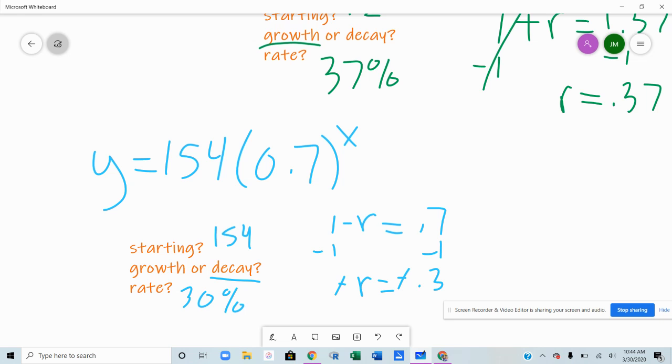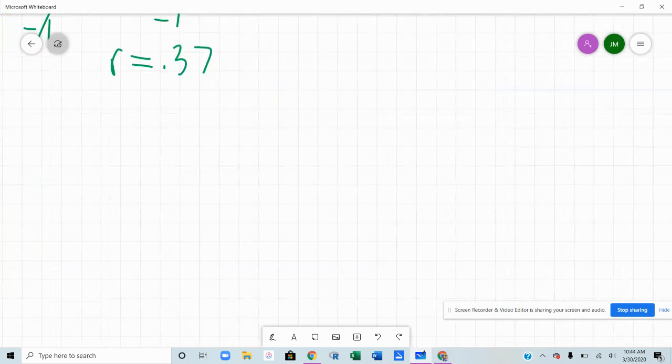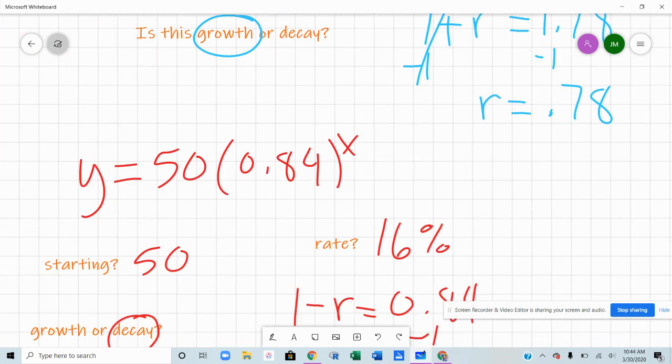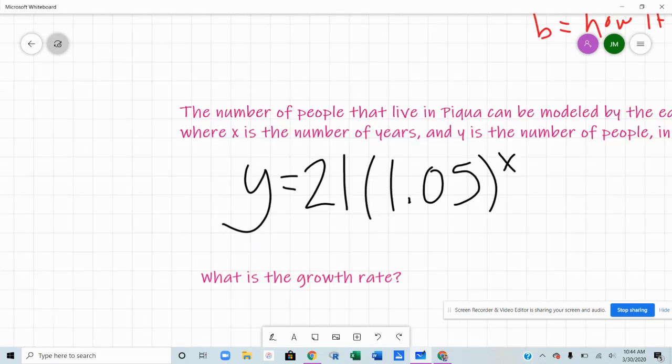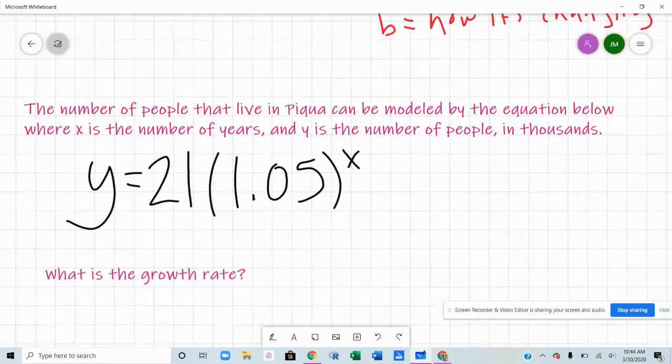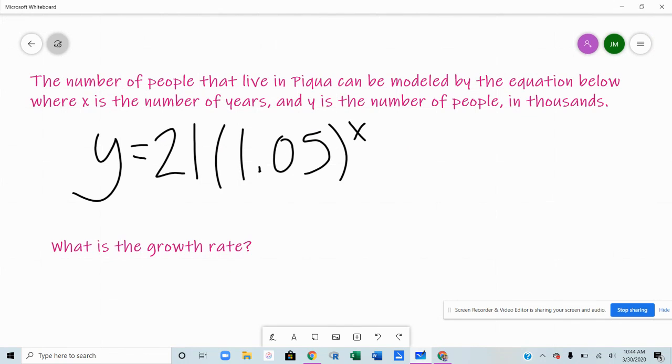All right, hopefully you have a good idea of how to find those few pieces of information. Now we're going to do some word problem stuff. Let me just find them real quick. There we go. So same information, just make sure you're using your word problems. So when it says the number of people that live in Piqua can be modeled by the equation below, where x is the number of years and y is the number of people in thousands.